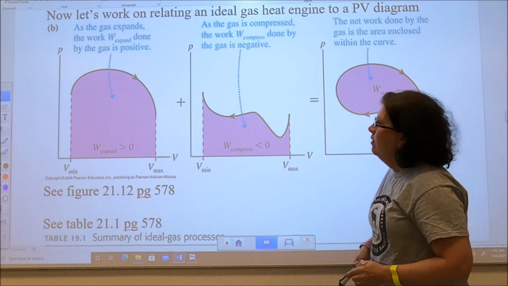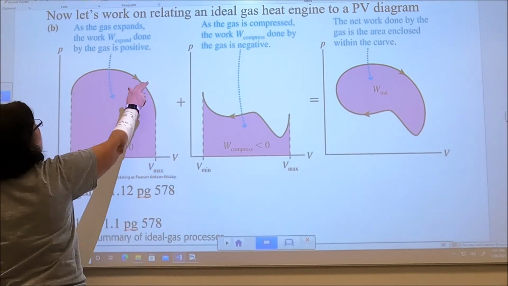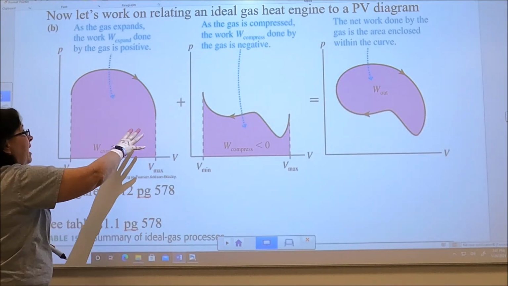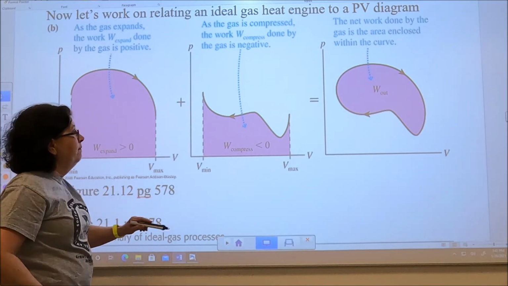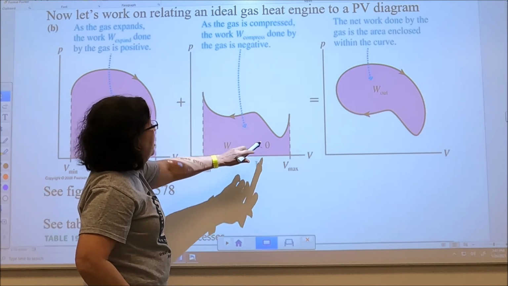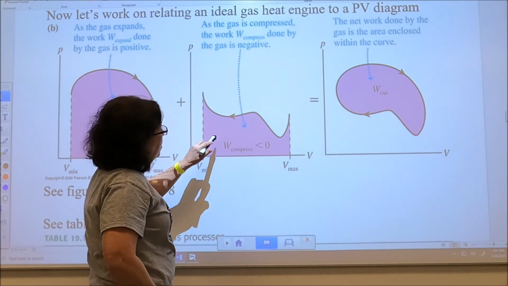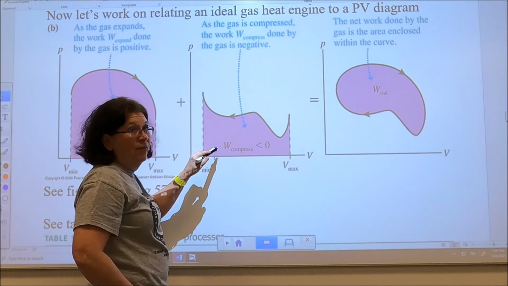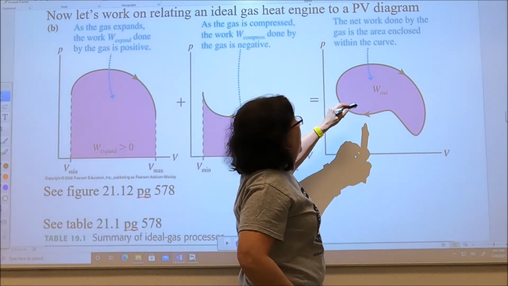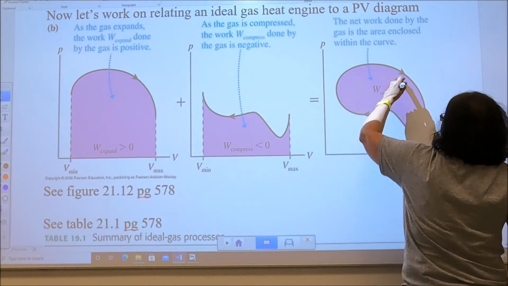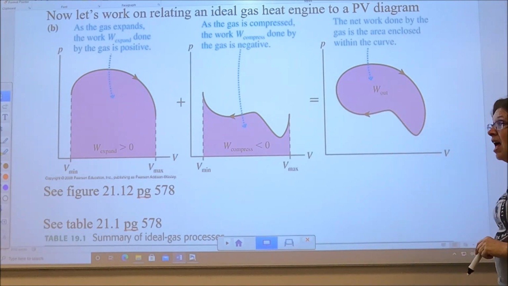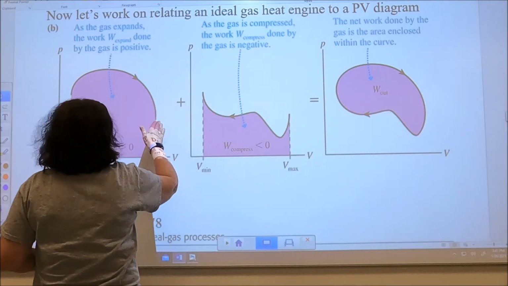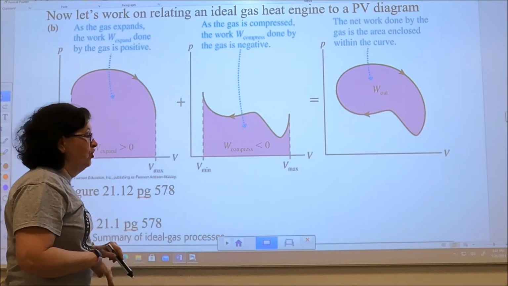Okay? So if this is the work from expansion, the gas expanded, Ws is going to be positive here. If you look at the area under here, the work from compression, it's negative. The net work done in this heat engine process is then the area inside the curve, the difference between the expansion and the compression.